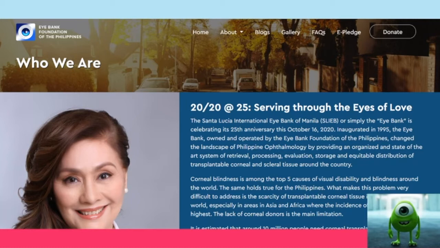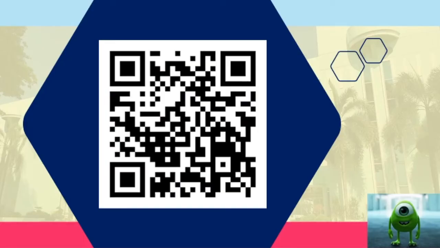Now, we oftentimes say eye transplant, but when we talk about eye transplant, class, usually we're only referring to the cornea and scleral tissue. Rare are the cases wherein the actual eye or the entire eye of the patient would be transplanted to another patient. Okay? So if you would want to access the website, here's a QR code that I've created for that website, just in case you're interested to access such.